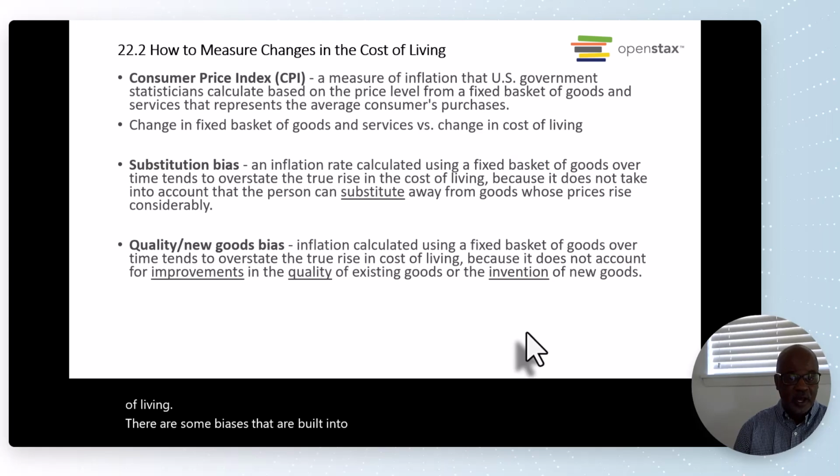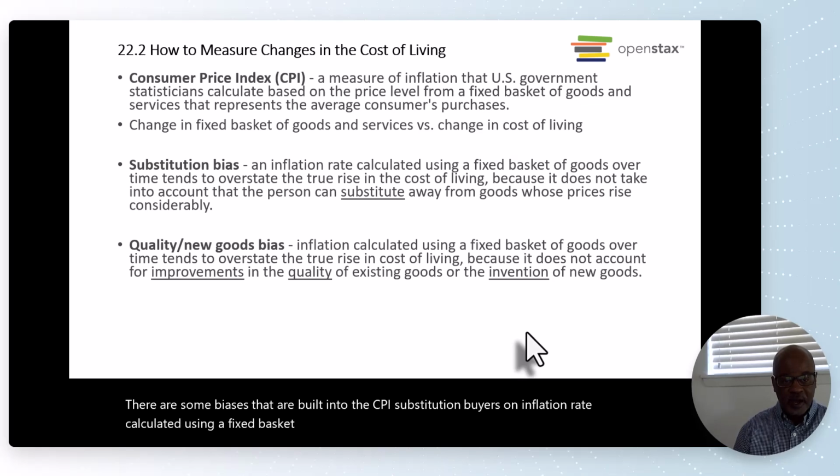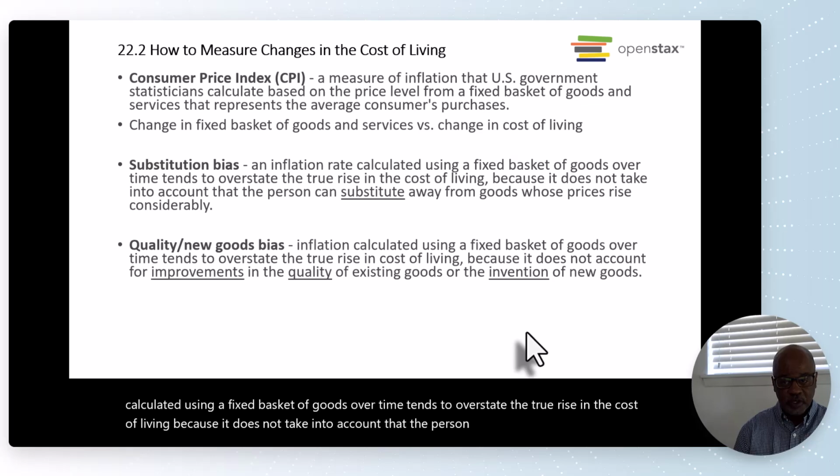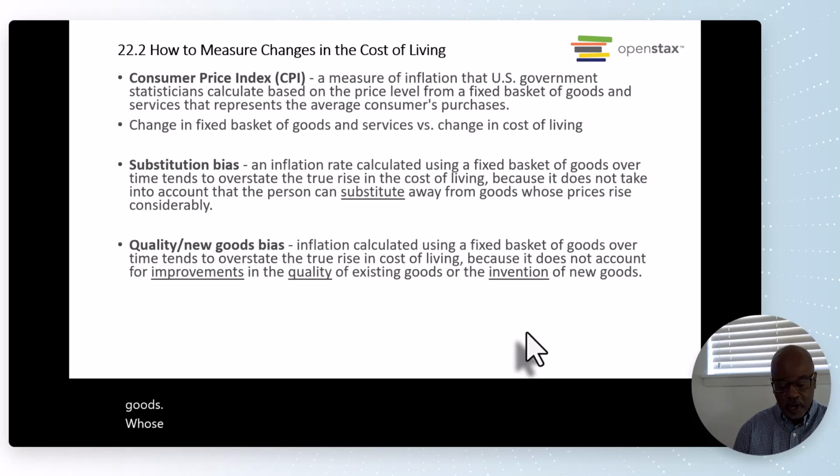Substitution bias: an inflation rate calculated using a fixed basket of goods over time tends to overstate the true rise in the cost of living, because it does not take into account that a person can substitute away from goods whose prices rise considerably. And that's a great point.